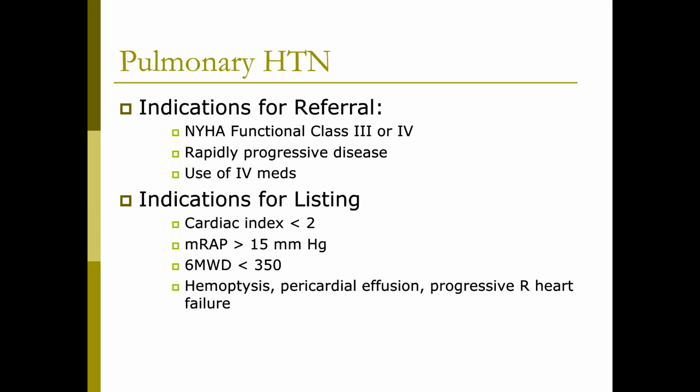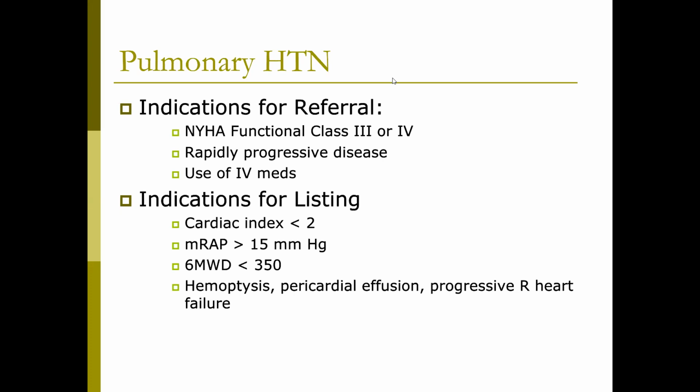Indications for listing for transplantation in patients with pulmonary hypertension would be cardiac index less than 2. That's a pretty bad cardiac index. Mean right atrial pressure more than 15 millimeters of mercury. That's basically right heart failure. 6-minute walk distance less than 350 meters, or significant other manifestations of disease such as pericardial effusion, hemoptysis, progressive failure, etc.